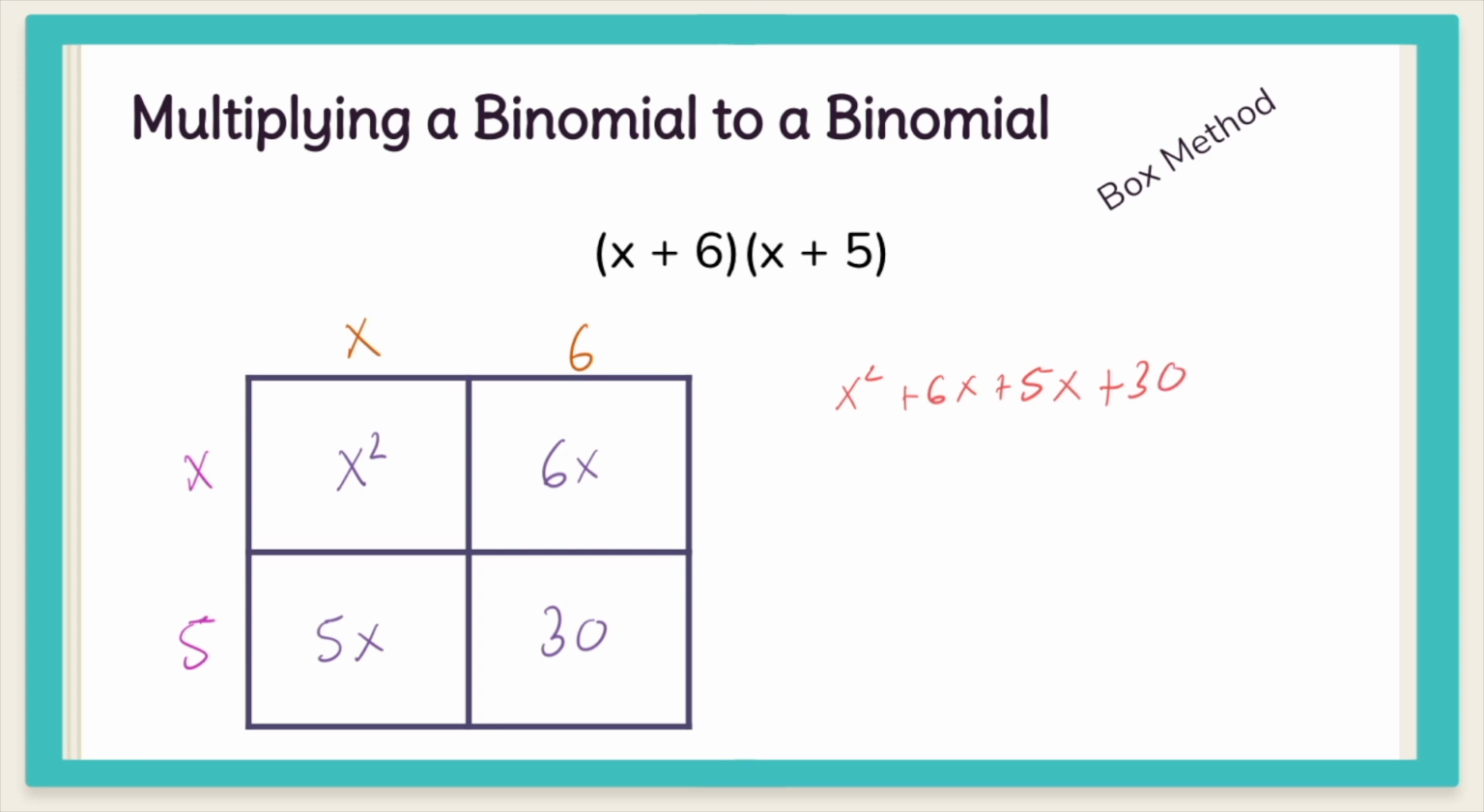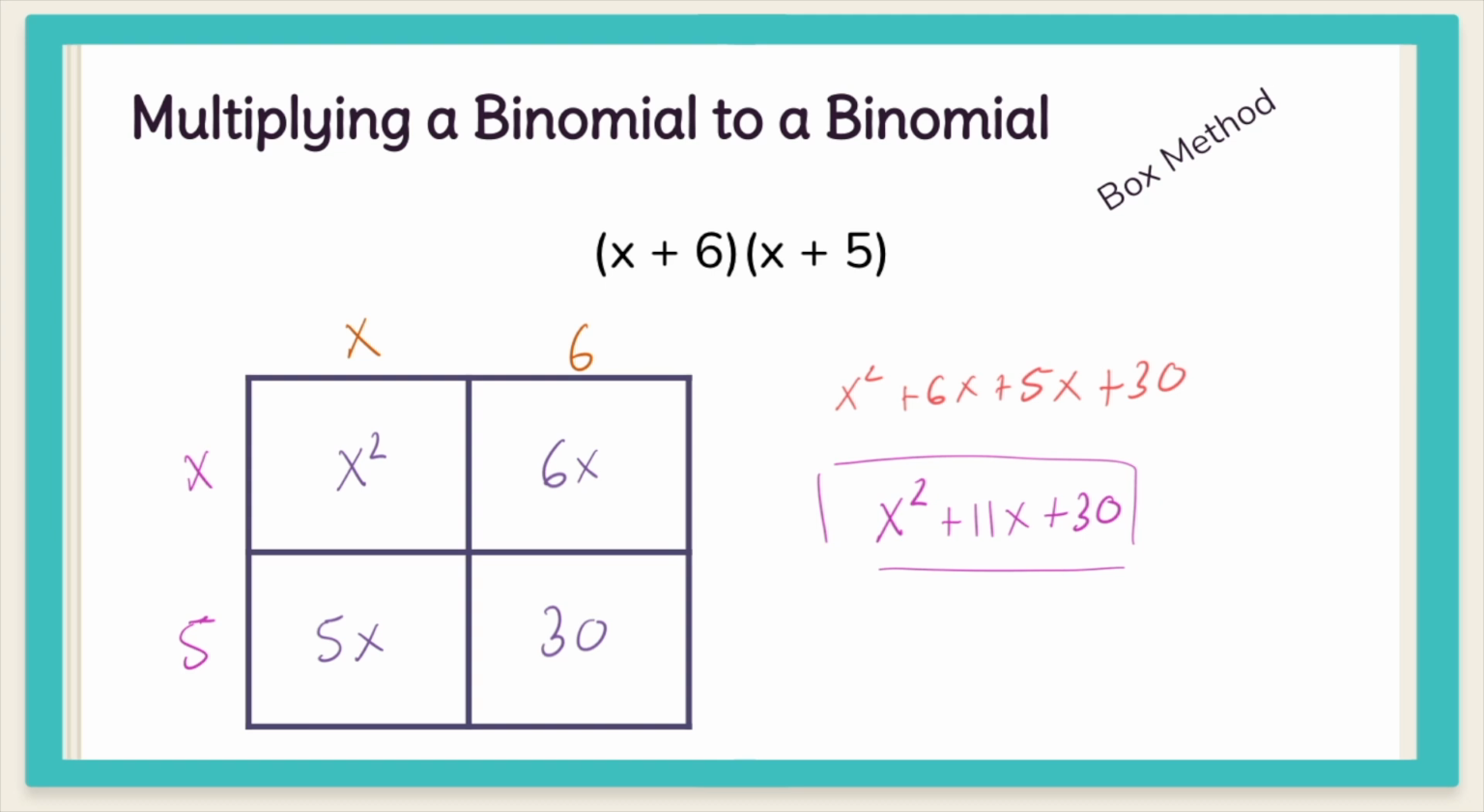Now here I'm going to combine my like terms. So x squared can't combine with anything, so it's going to just stay x squared. 6x and 5x can add together to give me 11x. And then 30 doesn't have anything to combine with, so plus 30 is my answer. Okay, so when I multiply a binomial to a binomial, I'm going to end up with an answer that is a trinomial. Again, 3 terms for tri.